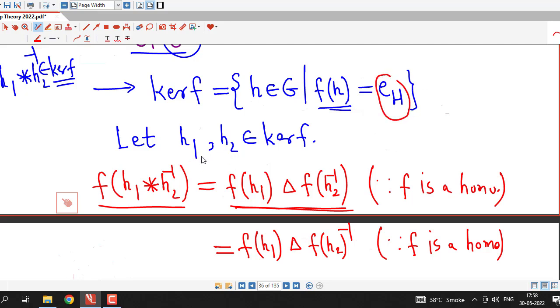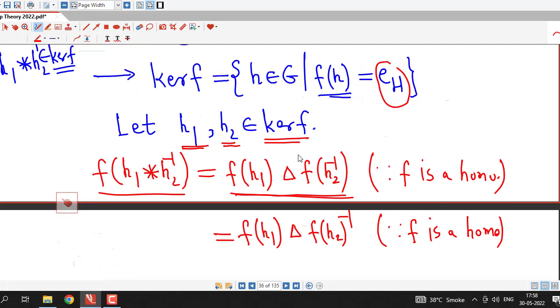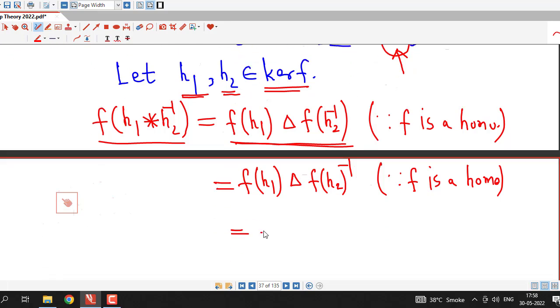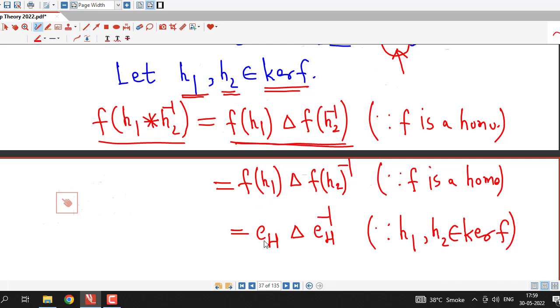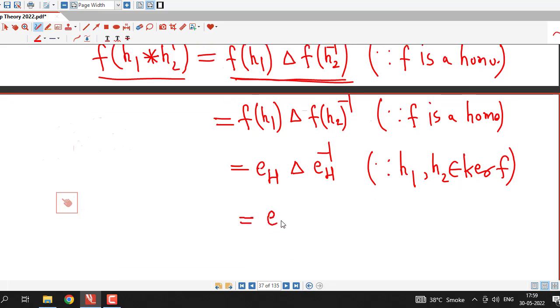Now we want to show that this is equal to the identity of H. We have not used this fact so far: we are given that H1 and H2 are in the kernel of F. So F of H1 will be equal to identity in H, and F of H2 will also be equal to identity in H. Therefore F of H1 must be equal to identity of H, and F of H2 must be equal to identity of H. And we know that the inverse of identity is identity itself, and if we take EH delta EH, then by the definition of identity this is EH.